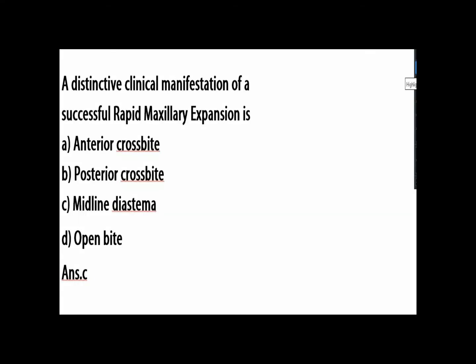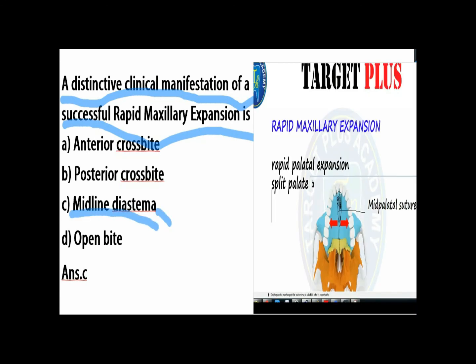A distinctive clinical manifestation of successful rapid maxillary expansion is a midline diastema. The mid palatine suture will open up in a fan shaped opening with maximum opening at the incisal side and minimum at the posterior side. So you can see a midline diastema by using rapid maxillary expansion.